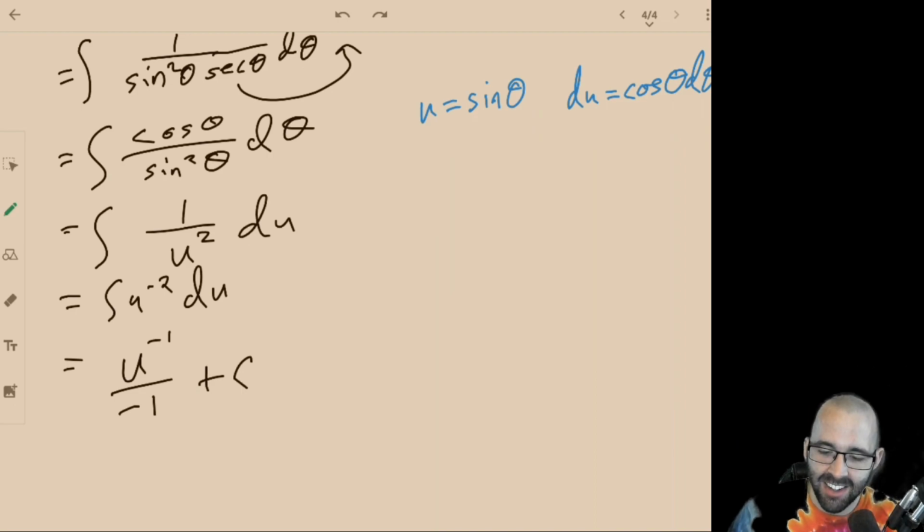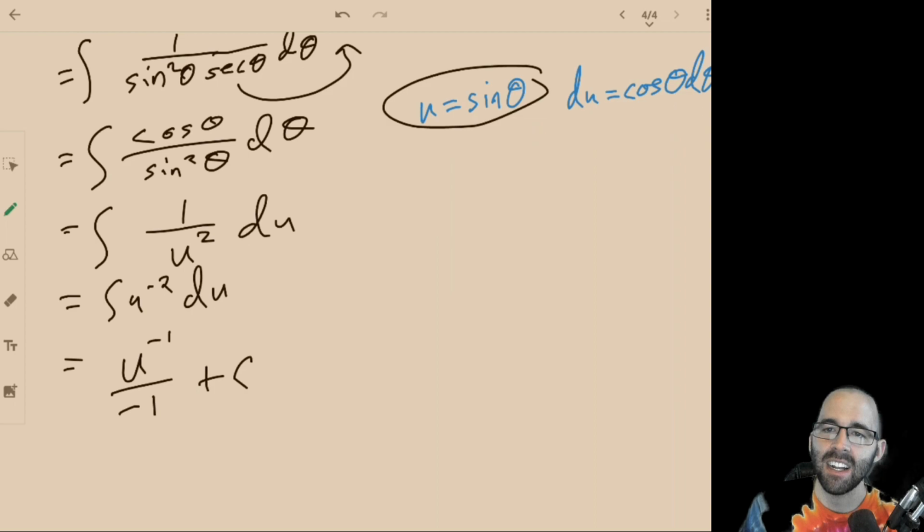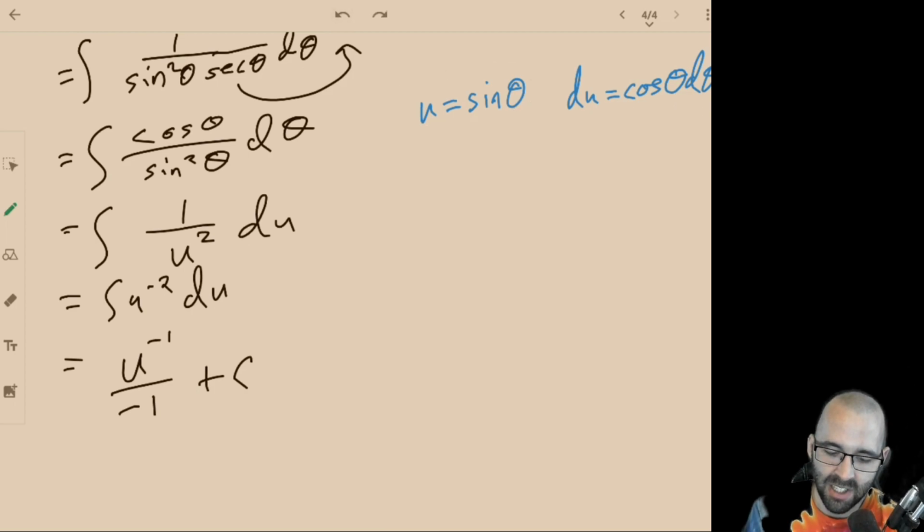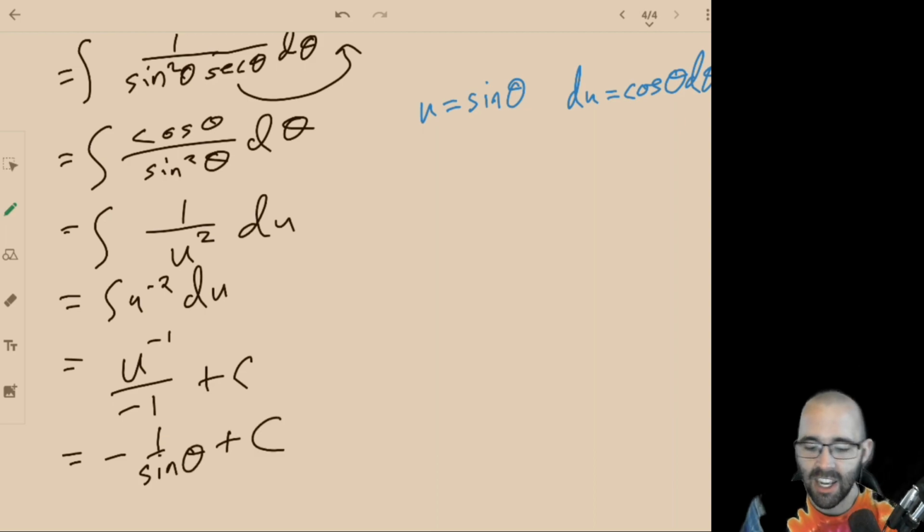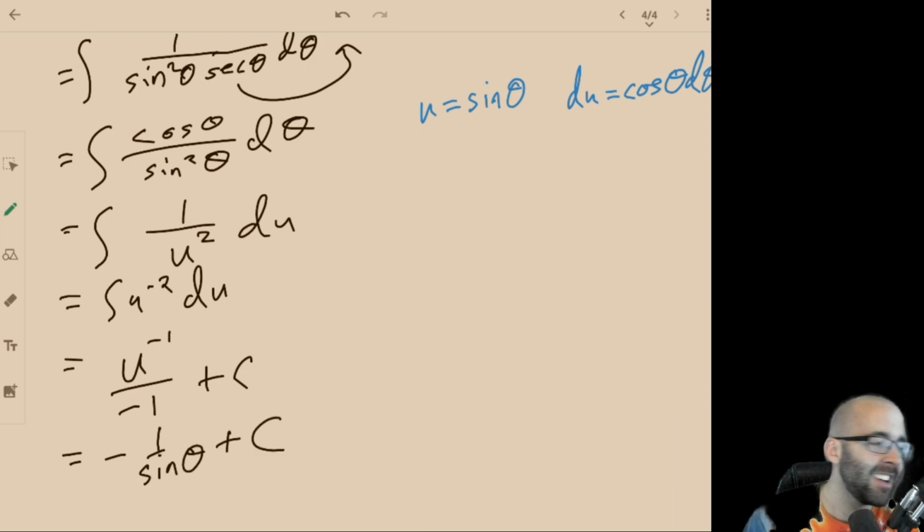So answer the problem in a context that makes sense. We need x's. So now we've got to start backtracking. What is u? u is the sine of theta. So let's replace it. Again, let's put the negative in front. This negative exponent means reciprocal. u is sine of theta. Okay, much better.